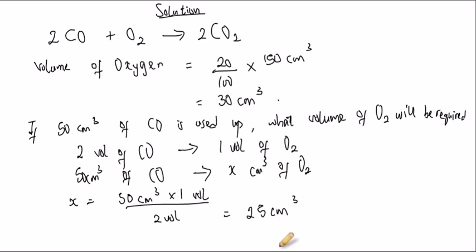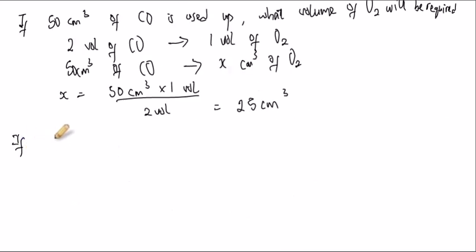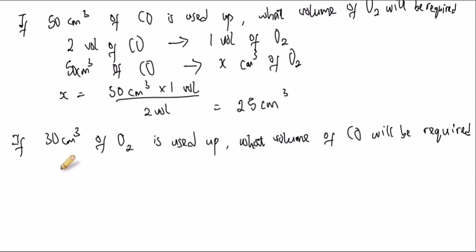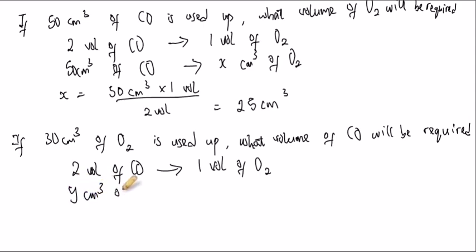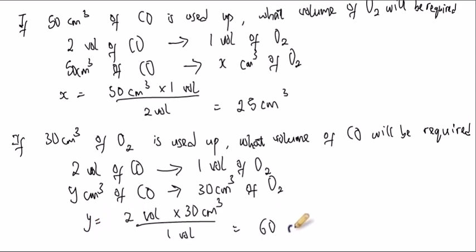Then let's see, if all of the oxygen gas was used up, what volume of carbon(II) oxide will be required. Then from there we can conclude the limiting reactant. So the volume of oxygen is 30 cm3. In the ratio they are combining, 2 volumes of carbon(II) oxide require 1 volume of oxygen. Then we'll be using y now instead of x so as not to be confused. So y cm3 of carbon(II) oxide will require 30 cm3. Don't forget that we are using all of the oxygen here. So making y the subject, y equals 60 cm3.